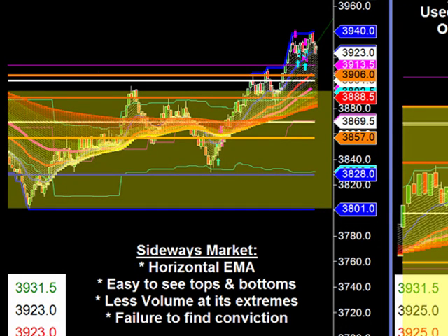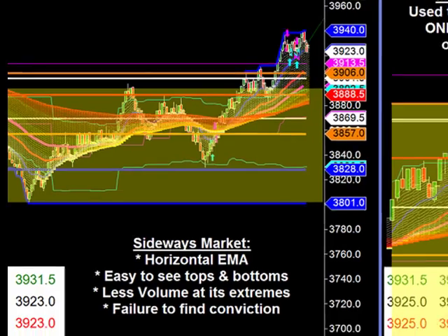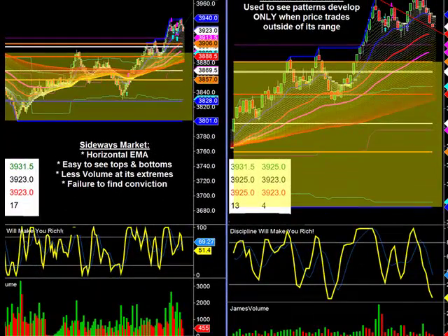It's a well-defined range, and of course that's where we see a horizontal moving average. It's very easy to see tops and bottoms, and you'll notice by looking at your volume indicator at the bottom of this chart that we see less volume as it gets to the extreme. So as we see price try to break out of this sideways market, we see less volume. In other words, people are, of course, a little bit less interested in participating.